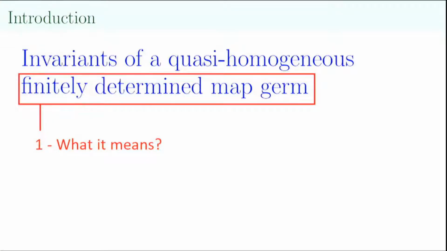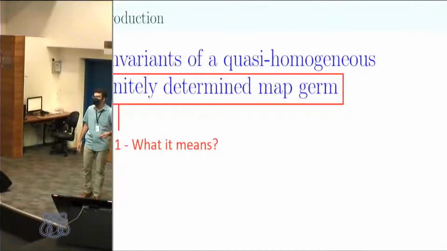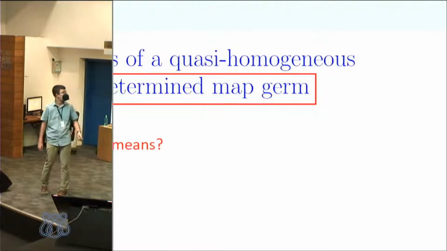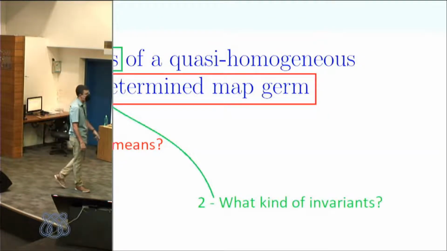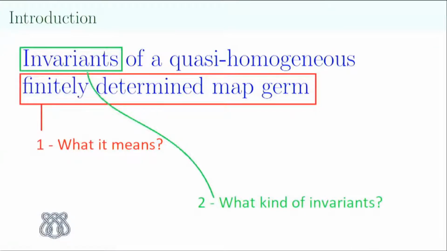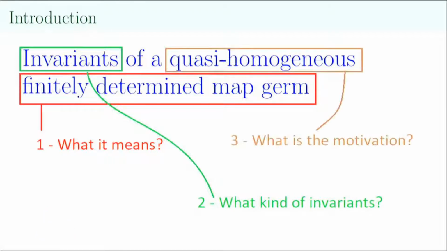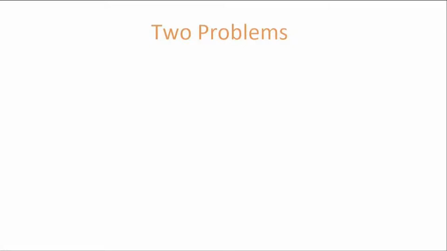It's convenient to make a very quick review of the notion of finitely determinate map germs, especially in the case of C2 to C3. So what is the meaning of finitely determinate map germs? The second important element in my introduction is what kind of invariants I would like to consider in this talk. Are they analytical, are they topological? And the third thing in my introduction is what is the motivation to consider the quasi-homogeneous case?